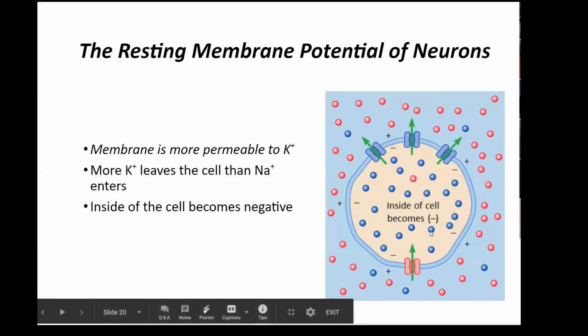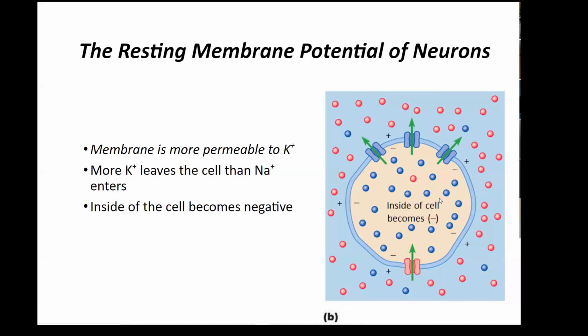So even though sodium is able to follow its gradient, going from high to low into the cell, it can't make up for the fact that all these positive charges are escaping in the form of potassium. Okay. I'm emphasizing this because when we went through our example for just sodium, we saw that the inside of the cell eventually became positive. But when we're talking about our resting membrane potential of neurons, our cell is going to be negative, not positive, because the potassium is escaping so fast.